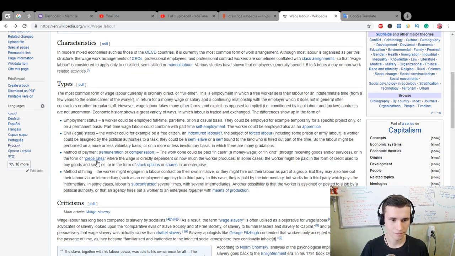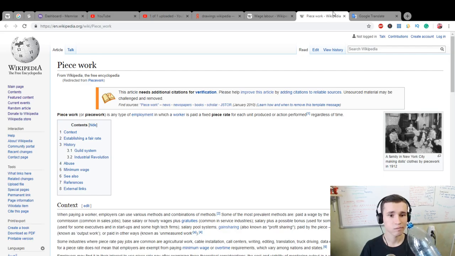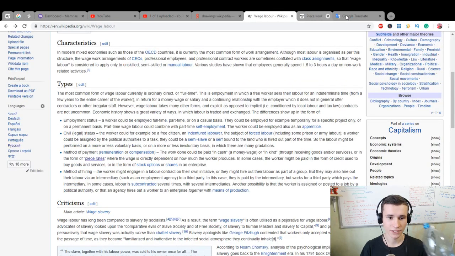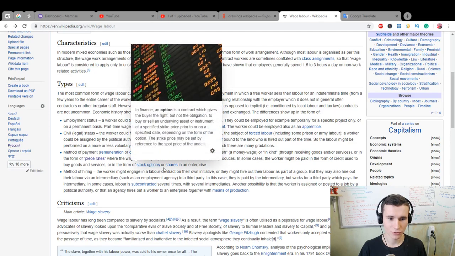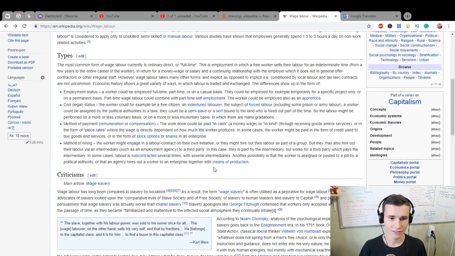Piece rates? Don't know what it is. Where the wage is directly dependent on how much the worker produced. Piece rates, okay. In some cases, the worker might be paid in the form of credit used to buy goods and services, or in the form of stock options or shares in an enterprise.